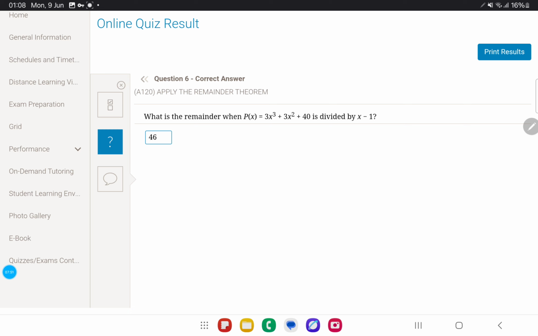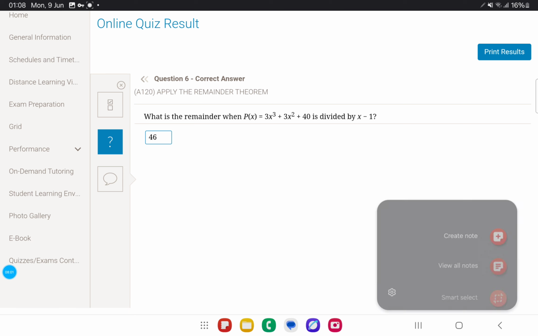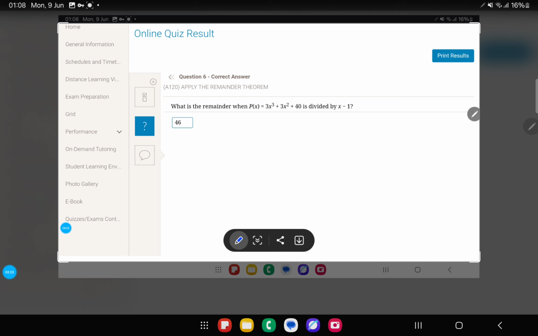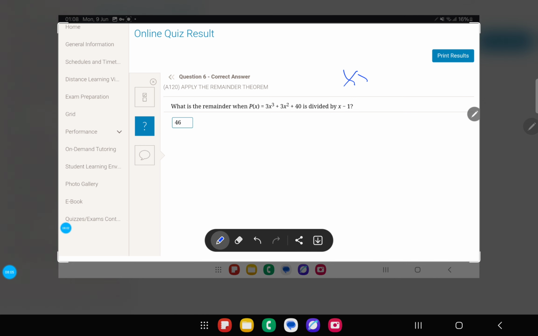Now for the final question, again, we use the remainder theorem. See, it's all easy, guys. Really, really easy quiz. What is the remainder when p of x equals 3x cubed plus 3x squared plus 40 is divided by x minus 1? Okay. So, again, we got x minus 1, x equals 1. We flip negative 1 to the other side, so we got 1 as the answer.